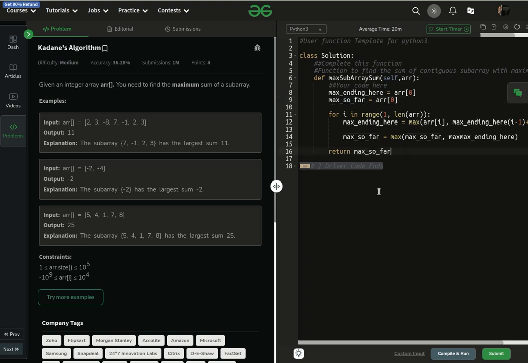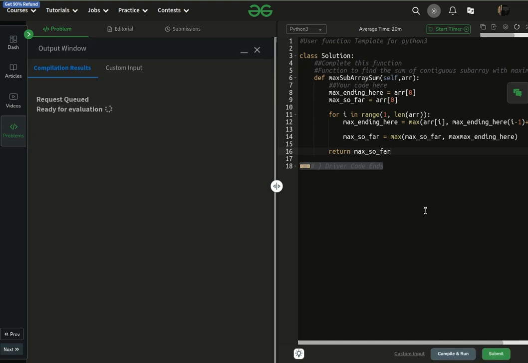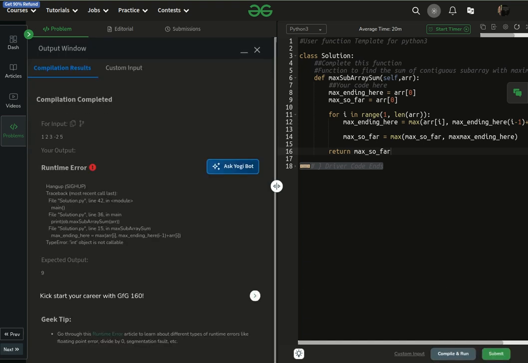Okay, let's compile and run. Int object is not maximum ending here. Okay, I made a mistake here. Duplicate is not correct, right? Because this is a number. This is not our array element. This is our number we are calculating, we initialized, right? So by mistake I took that. Sorry guys.